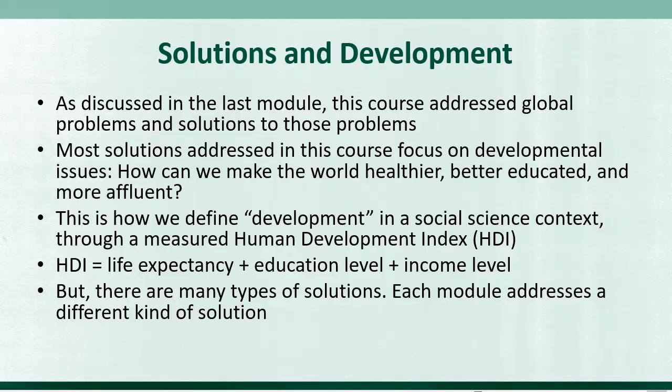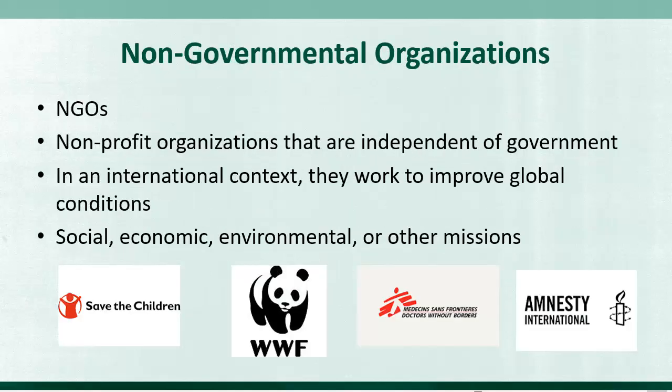Of course, there are all sorts of different types of solutions to the issue of development, and we're going to talk about a number of them. In this particular module, we're going to focus a little bit on non-governmental organizations, or NGOs, as I will refer to them. NGOs are generally nonprofit organizations that have no official link to a government body whatsoever. And usually in an international context, they work somehow to improve global conditions.